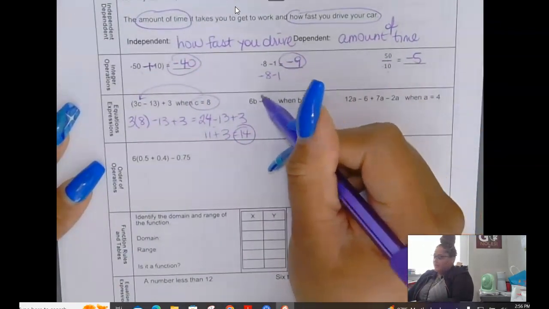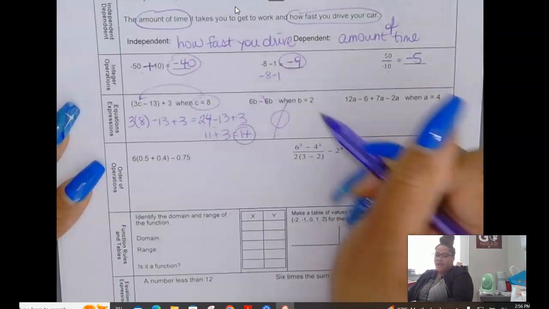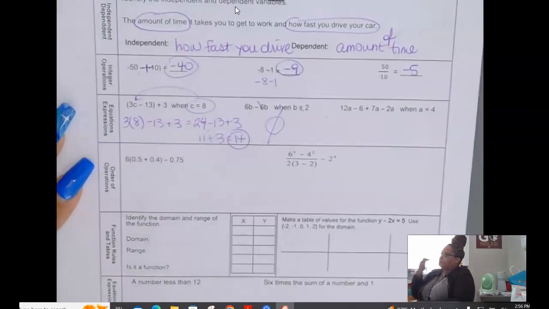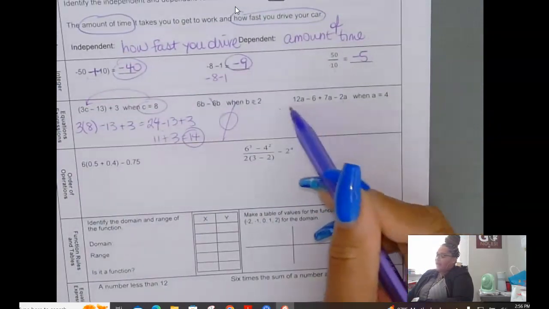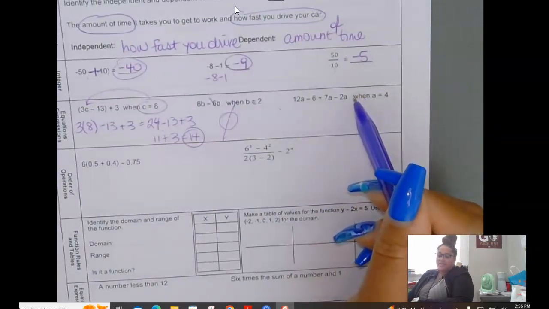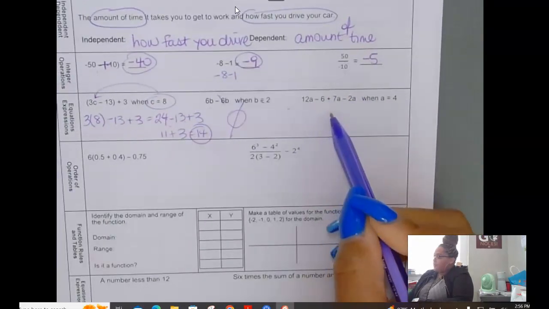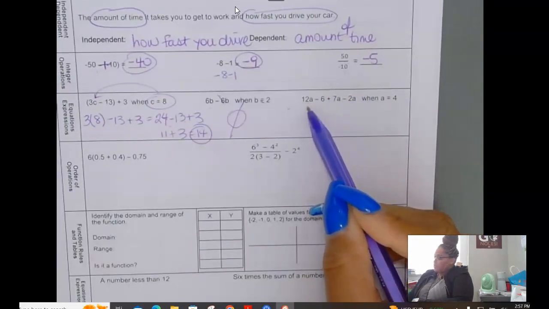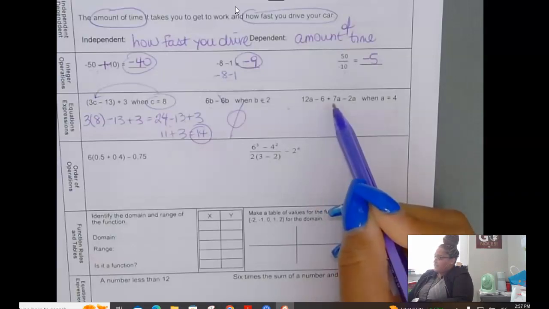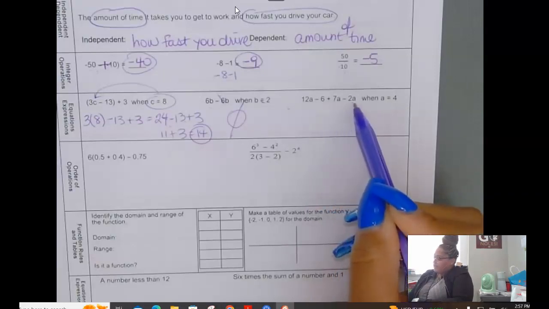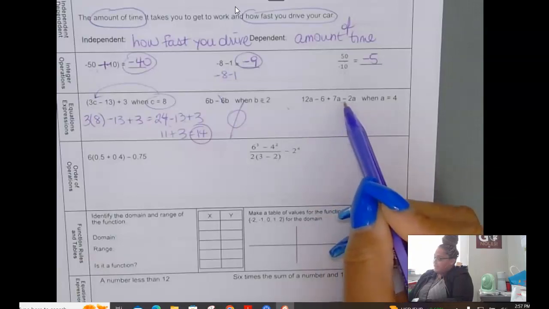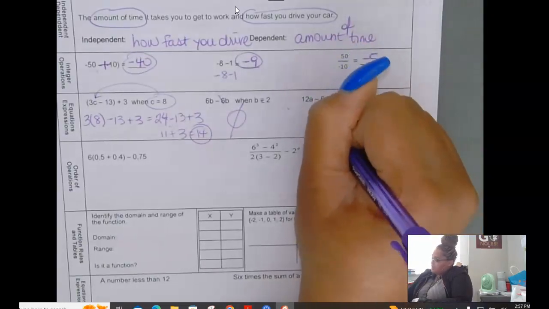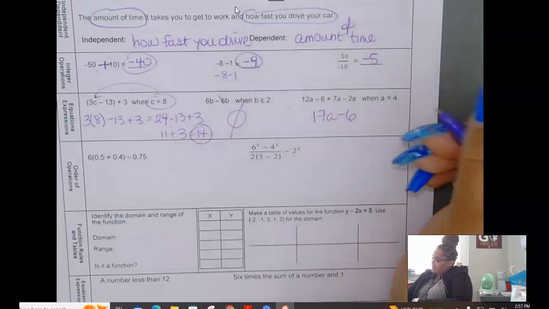6b minus 6b. Well, this ends up being 0. Okay, I don't need to plug in that one. It's just nothing. 12a minus 6 plus 7a minus 2a. I like to combine my like terms so I can simplify this a little bit. So this is 12a plus 7a minus 2a. So 12 plus 7 is 19. Minus 2 is 17. So this is 17a minus 6.